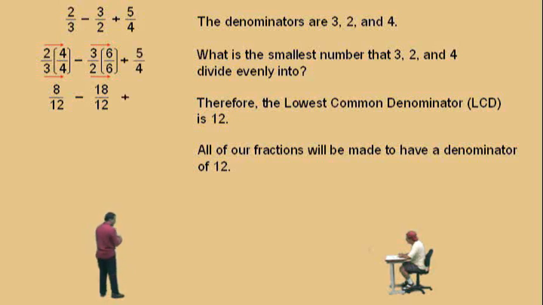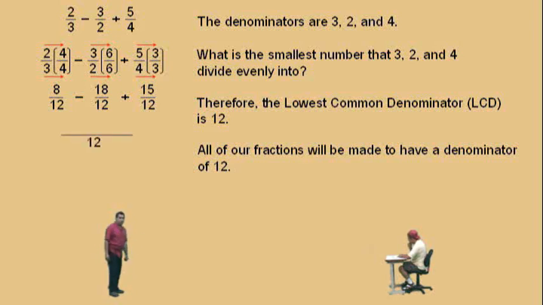We have the 5/4. Now we got to change this. We're going to write it with a denominator of 12. And again, 4 times what is 12, Charlie? 3. It's a 3, that's right. And so if you multiply the bottom by 3, you must also multiply the top by 3. And what's 5 times 3, Charlie? 15. 15, so there we go. And so all of our fractions have a denominator of 12.